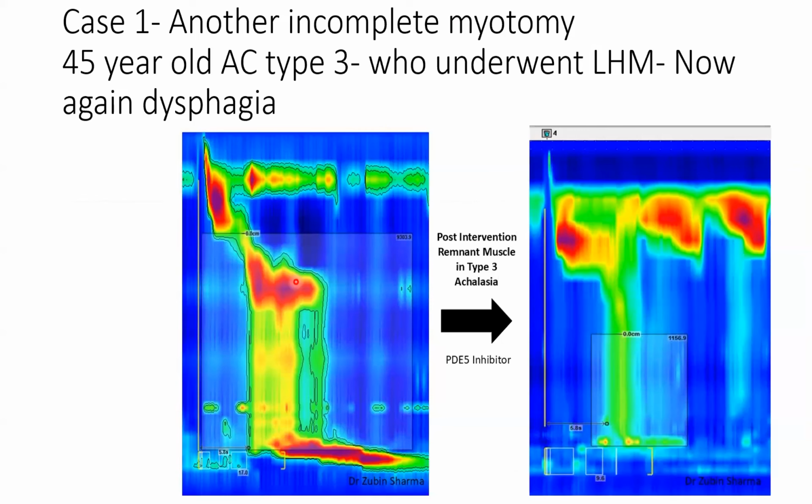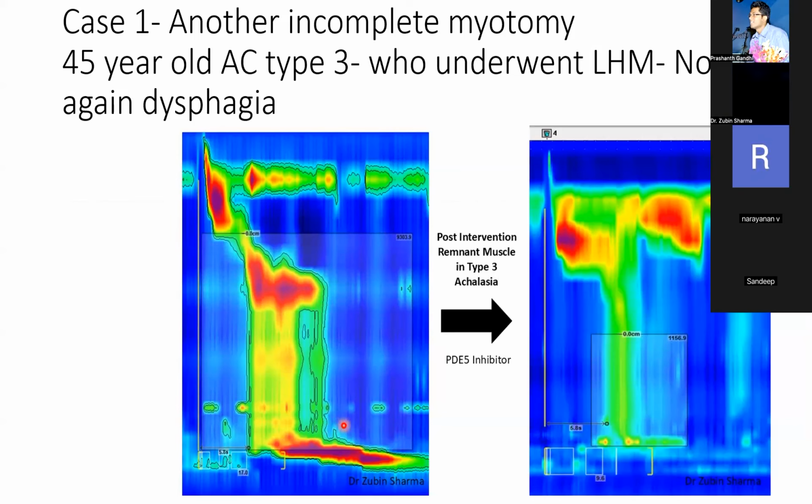So again, in type 3, you can still see the same findings. A remnant muscle above, a remnant muscle below, some PEP or compartmental pressurization here. We gave him PDE5 inhibitors. The findings completely changed, and he's still on follow up, but we've asked him for a redo entire POEM if this does not improve.